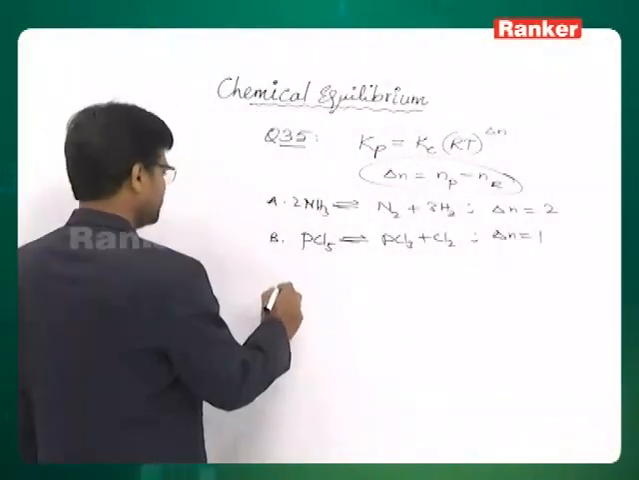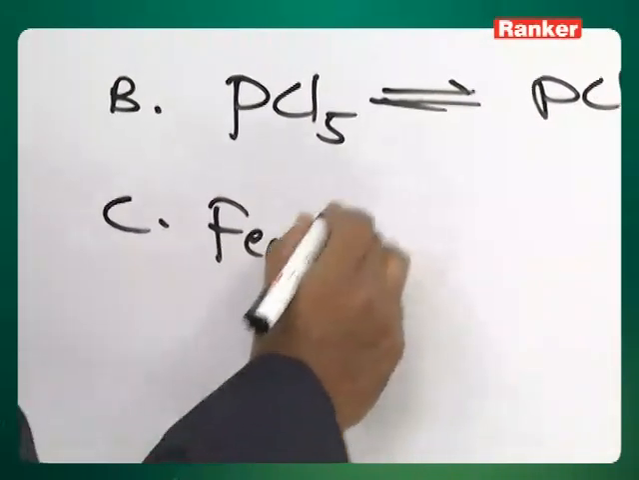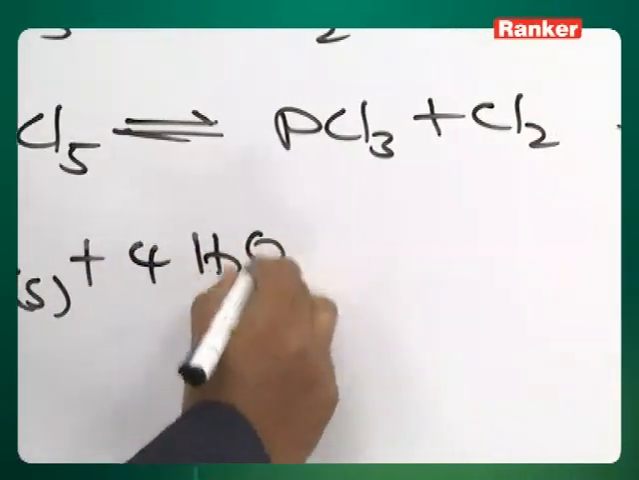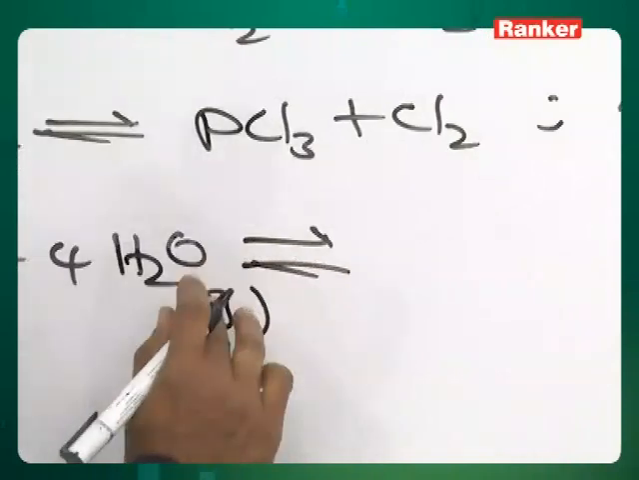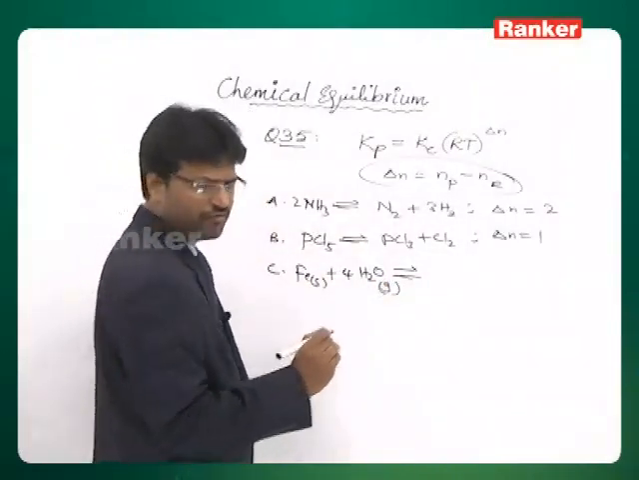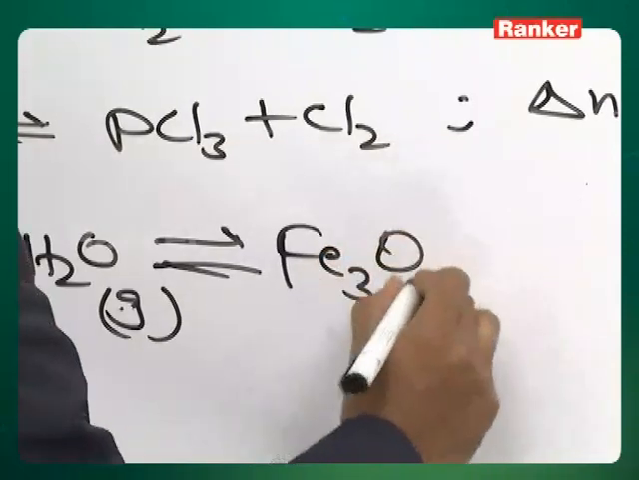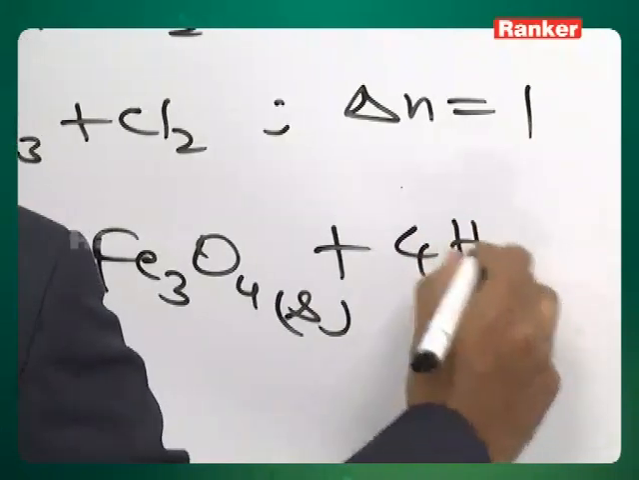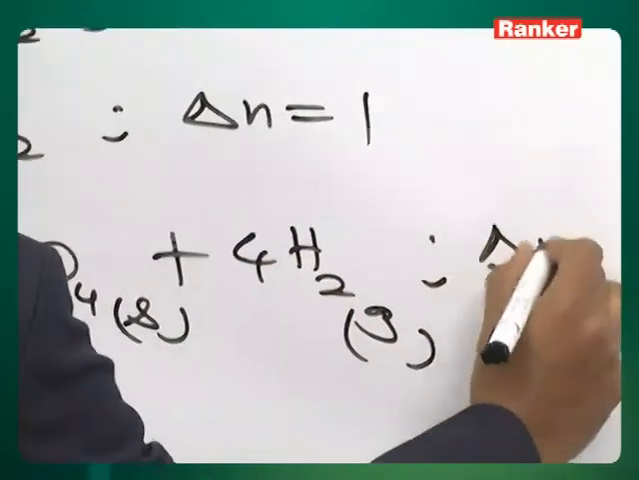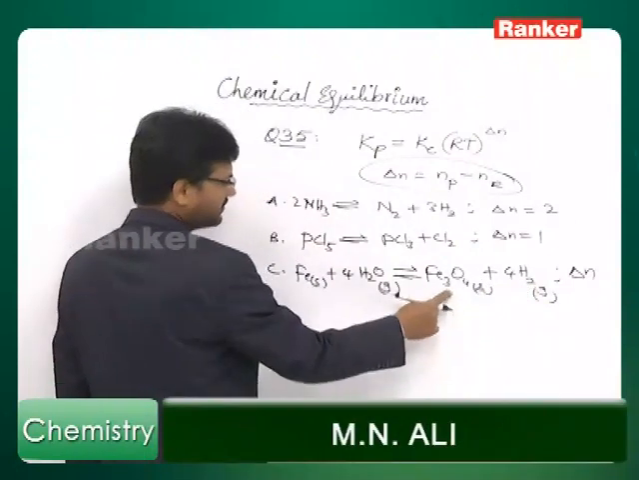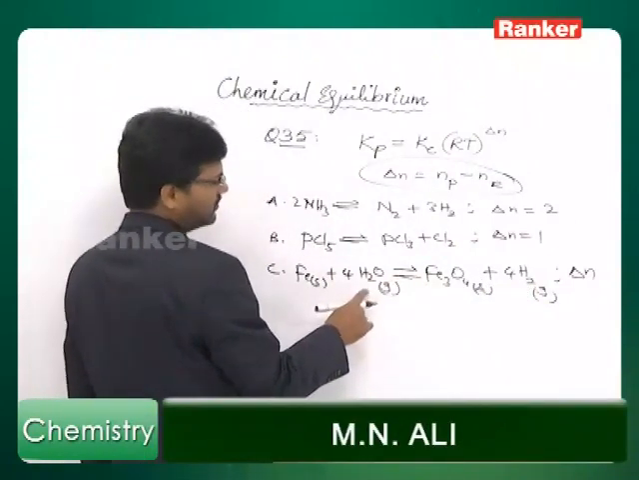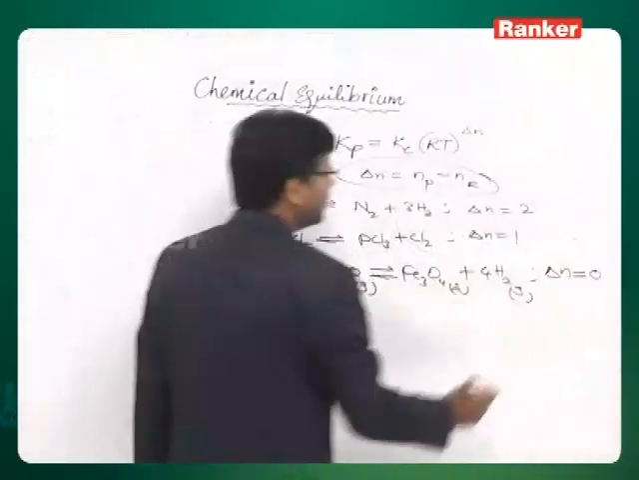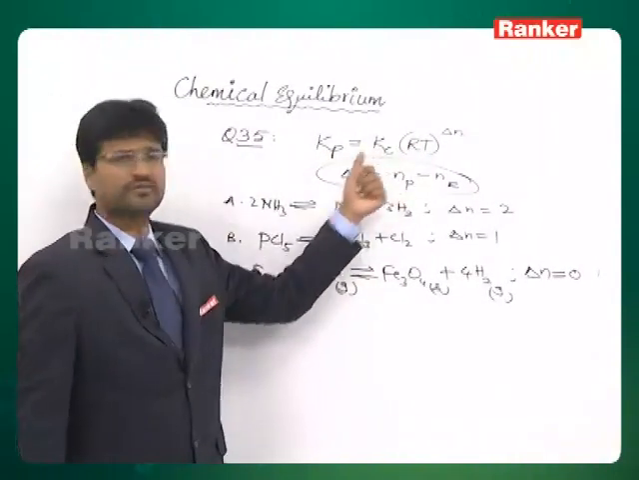The next reaction, C. Fe is solid, and we need to neglect solids. Fe solid plus 4H2O gas, reversible arrows, Fe3O4 solid plus 4H2 gas. For this reaction, let's find delta n. This is 4 moles, and this is also 4 moles, and we neglect the solid. So delta n is equal to 0. And you know, when delta n is 0, then Kp will be equal to Kc.